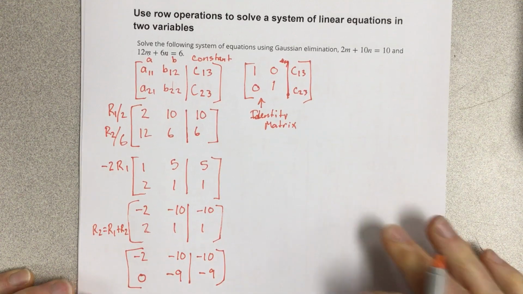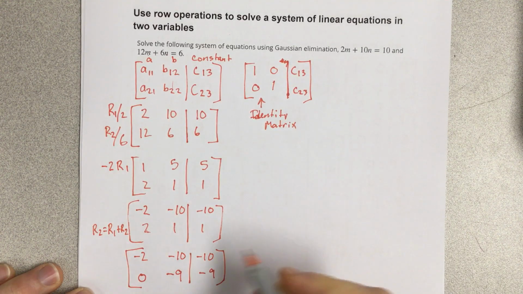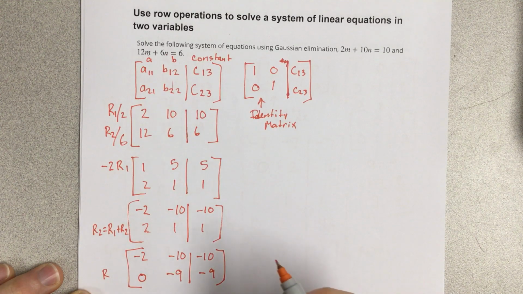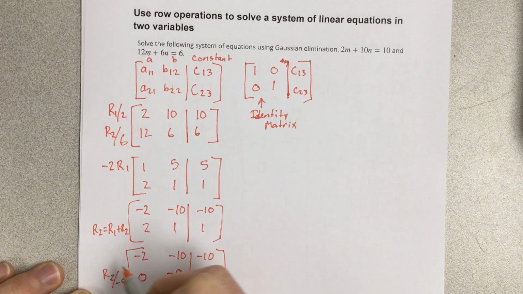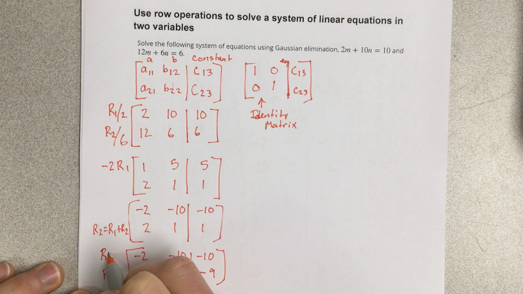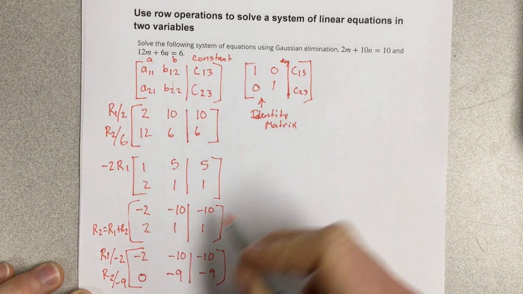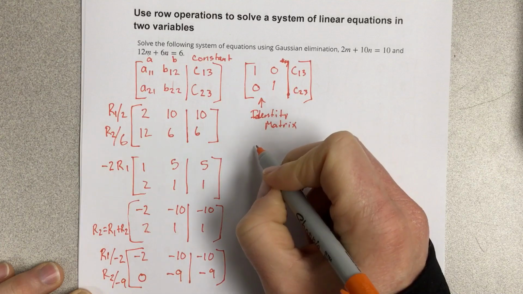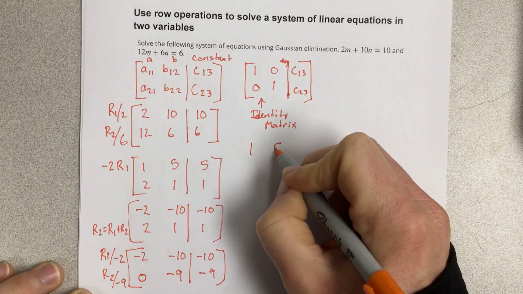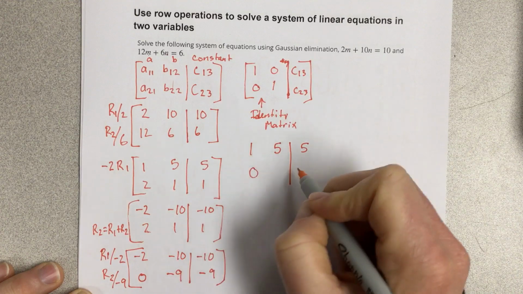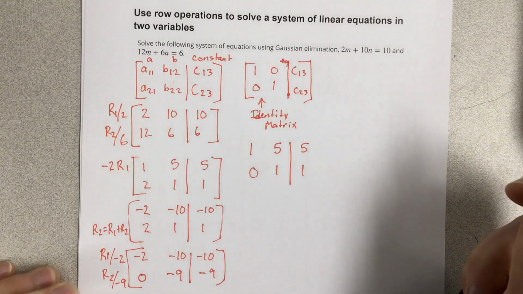I'm going to divide this by -9 here. So let's go row 2 divided by -9 and row 1 divided by -2. So you can see we kind of go back and forth between what our rows were before. So this is going to be 1, 5, 5, and this will be 0, 1, 1.